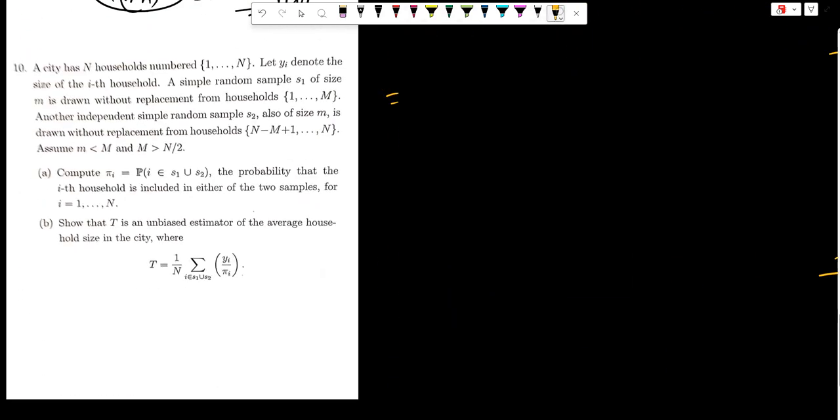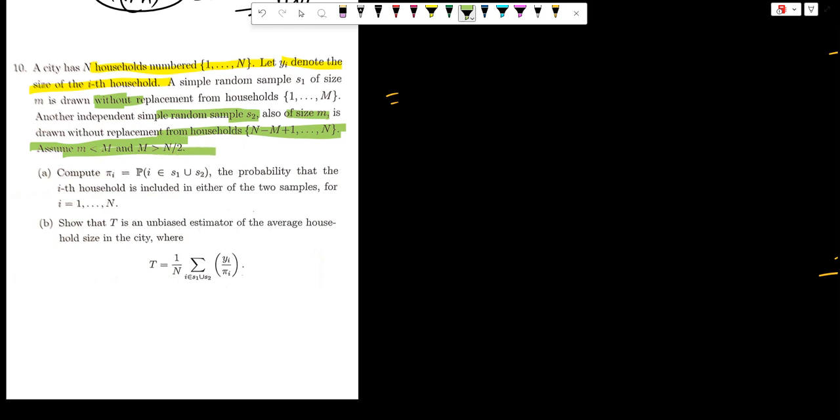ठीक है, तो चलिए शुरू करते हैं क्वेश्चन नंबर 10। तो 10 में क्या है, सिटी हैज़ n हाउसहोल्ड्स एंड नंबर एज 1 to n, Yi डिनोट द साइज ऑफ द ith हाउसहोल्ड और सिंपल रैंडम सैम्पल S1 लिया है विदाउट रिप्लेसमेंट, हाउसहोल्ड को एक एक करके चूज कर रहा है। अनदर इंडिपेंडेंट सिंपल रैंडम सैम्पल S2 हैज टेकन of size m with respect to this households n minus m plus 1.